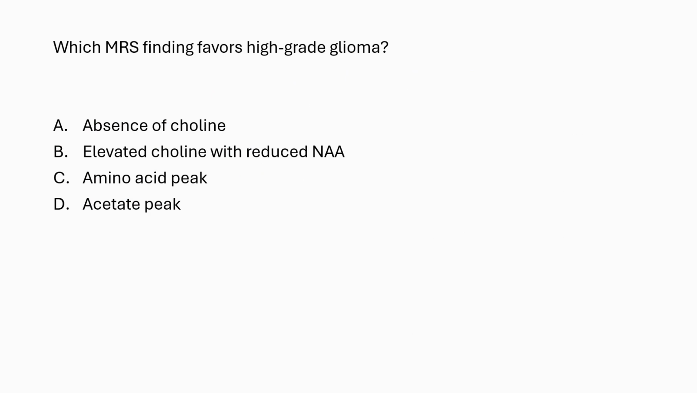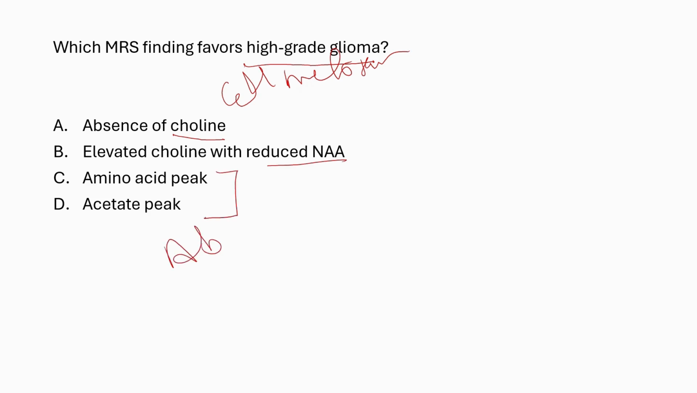Which MRS findings favor high grade glioma? So again this is asking about the high grade glioma MRS changes. Let's see the options. Absence of choline. As I said, the choline is for the cell membrane. And elevated choline with reduced NAA, amino acid peak and acetate peak. So these are for the abscess, and these two are remaining.